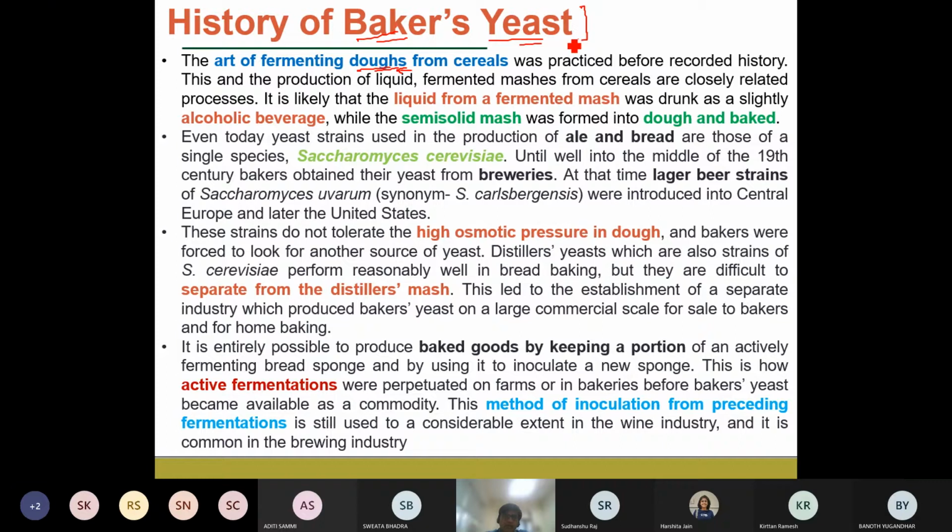So now if you see, baker's yeast is one of the most widely used microorganisms as a food product directly.